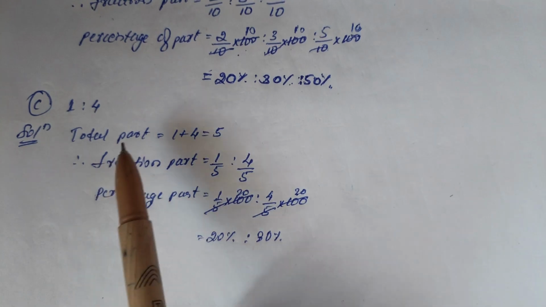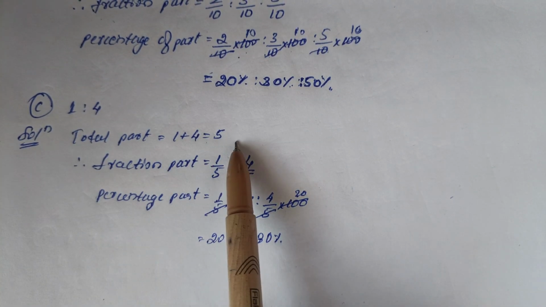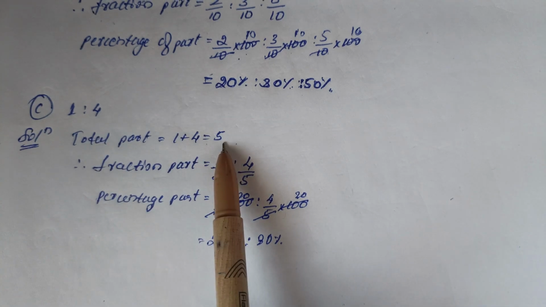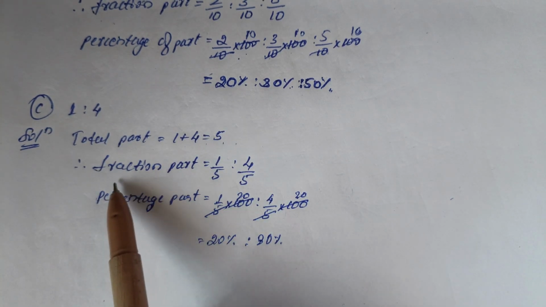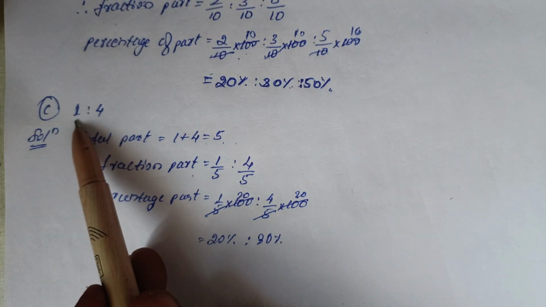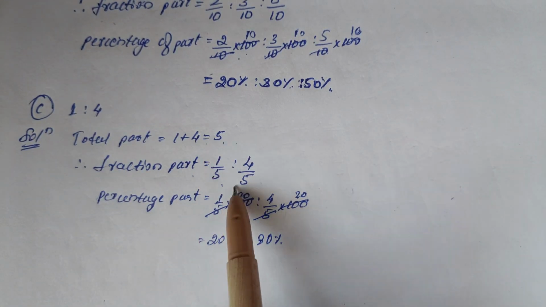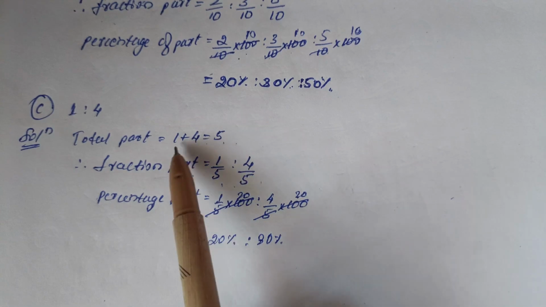Now the fourth one, 1:4. The total part is equal to 1 plus 4 is equal to 5. So we need to add both to find out the total part. After finding the total part, what do we need to write? The fraction part is equal to 1 divided by 5 and 4 divided by 5. How did we get 5? We added, this is the total.